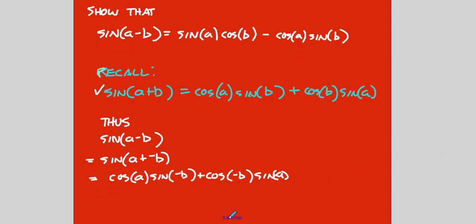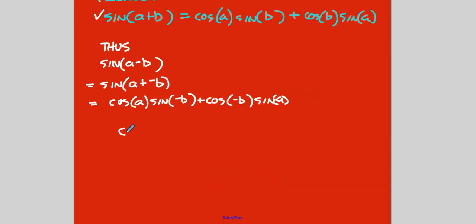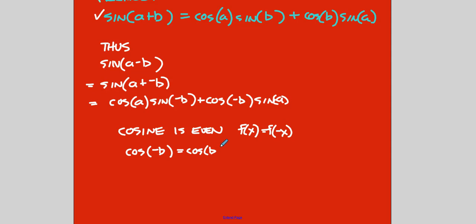Alright, well, cosine is even. As I've discussed before, an even function is such that some function f of x will equal f of negative x. So cosine is even, as described before. Therefore, the cosine of negative b, in this case, will equal the cosine of b. We're going to make that substitution very shortly.